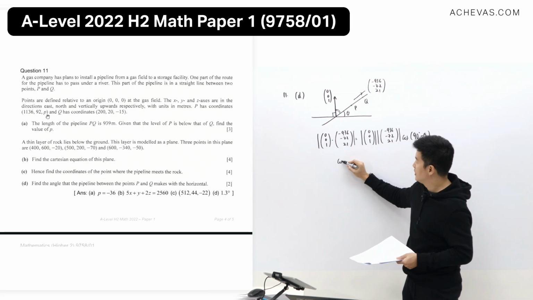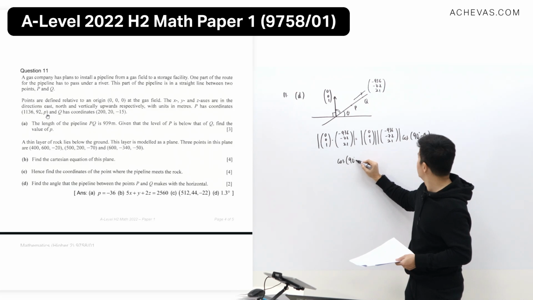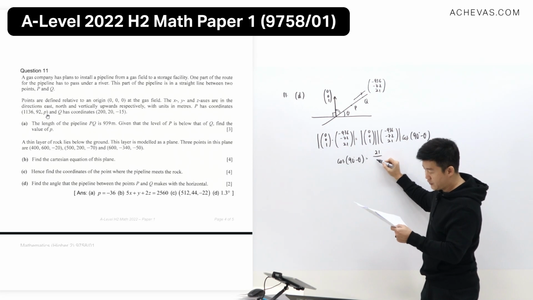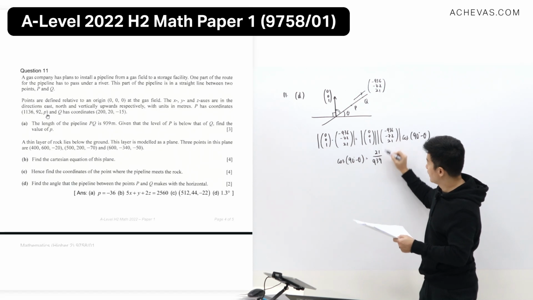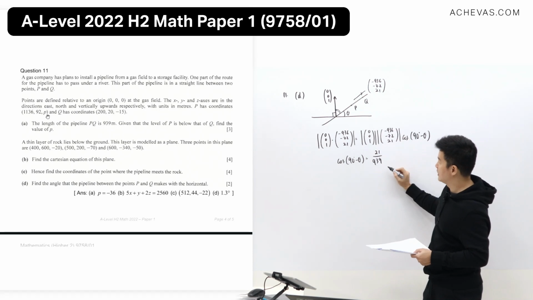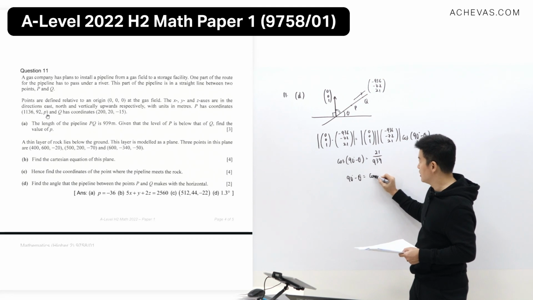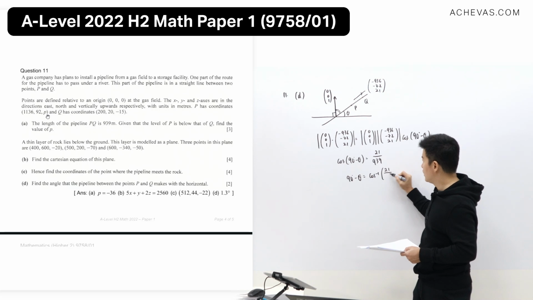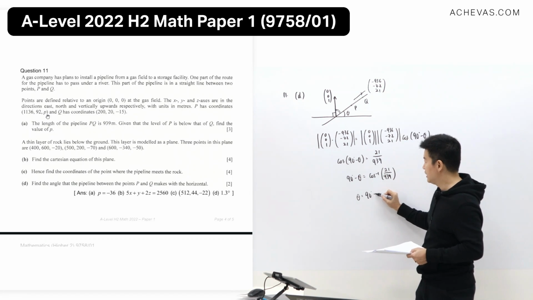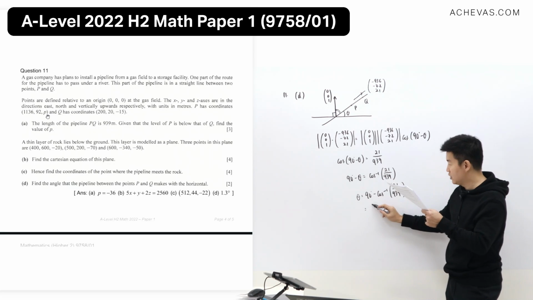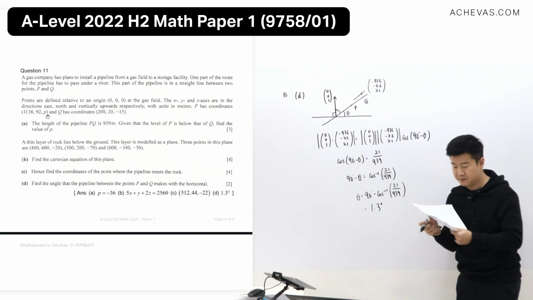So cosine of 90 degrees minus theta is going to be equal to 21 over 939, which is the modulus of this multiplied by the modulus of this, which means that 90 degrees minus theta is going to be cosine inverse of 21 over 939. This makes theta 90 degrees minus cosine inverse of 21 over 939. This gives us the angle of 1.3 degrees.